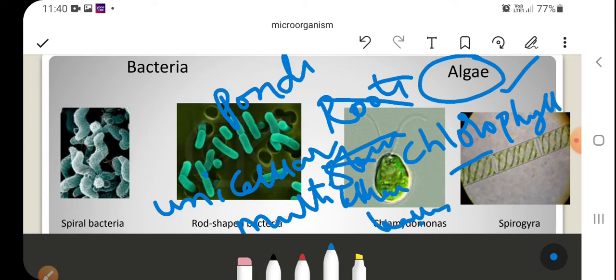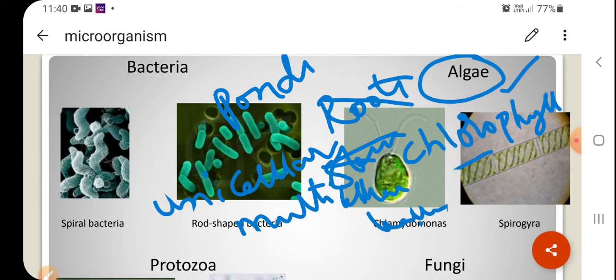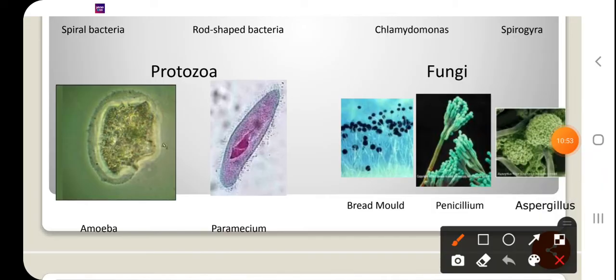Now after algae, the next type of microorganisms we are going to study is the protozoans. What is the next type of living organisms?